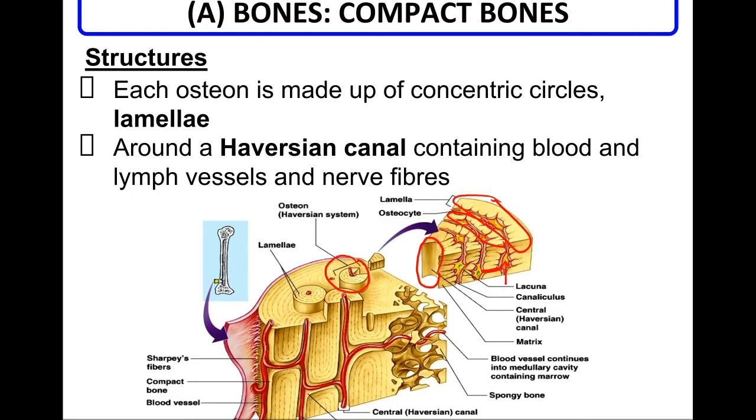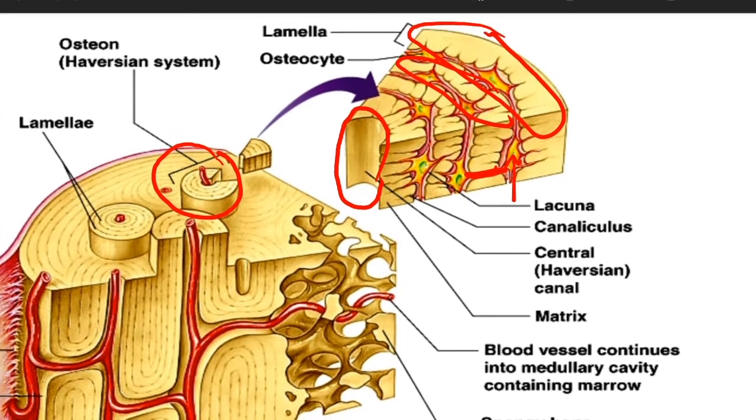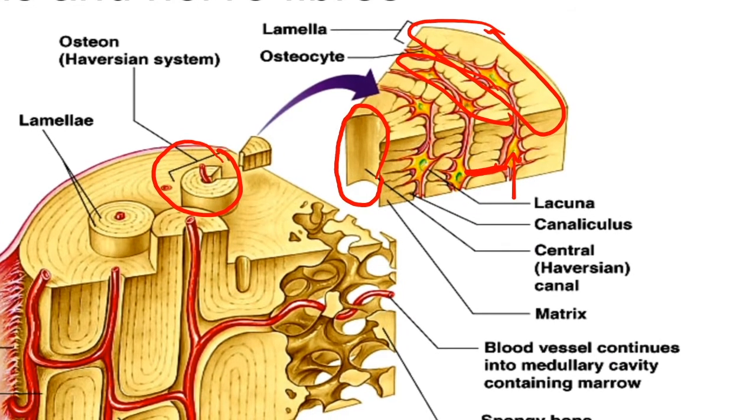So inside the lacuna, we have a bone cell known as osteocytes. It's located here. This osteocyte comes from osteoblast. So osteoblast dengan osteocyte itu benda yang sama. What's the function? The function is to secrete and maintain the bone matrix.